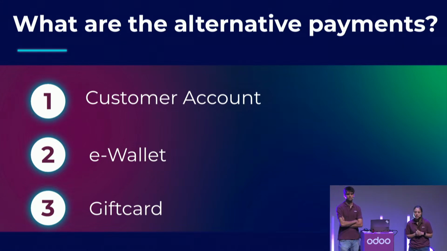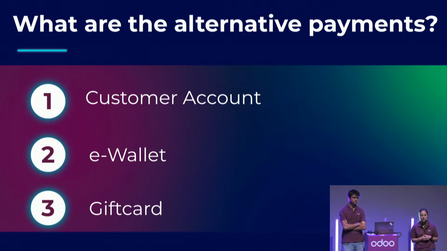We also have the e-wallet. So this can be seen as a virtual wallet where you can load a certain amount of money on it, and your customer will be able to pay later for purchases. And finally, we have the gift card. So the gift card will be working on the basis of the barcode. I think you all know what gift cards can do. In Odoo, you can have virtual gift cards and also physical ones.